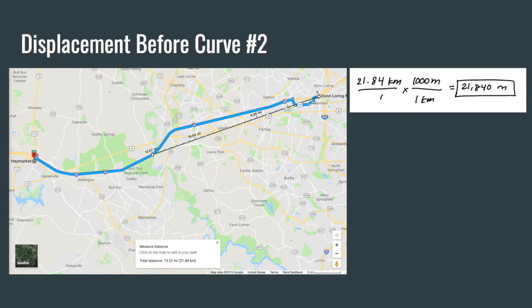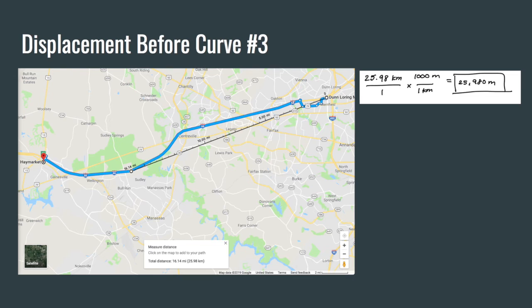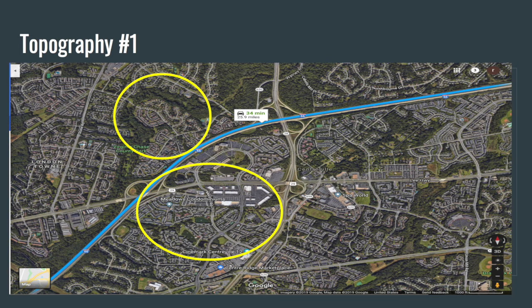The displacement before curve number 2 was calculated by first determining the number of kilometers along the line, which is 21.84 kilometers. Then we multiply that number by 1,000 meters in order to convert the number to 21,840 meters. The displacement before the third curve was found using the same methods as previously described, which is 25.98 in kilometers and 25,980 in meters.